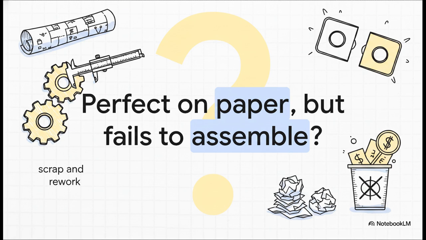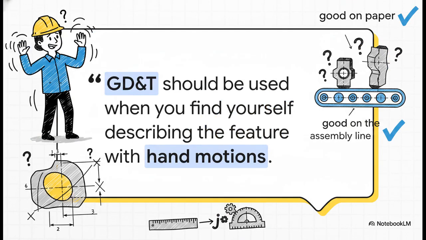Well, this exact incredibly frustrating scenario has plagued engineers for decades, and honestly, it costs companies millions of dollars in scrap and rework every single year. I love this quote from an engineer on a popular engineering forum. They hit the nail on the head. They said, you need a better system when traditional numbers fail, and you find yourself literally waving your hands in the air trying to describe the shape you want to the machinist.